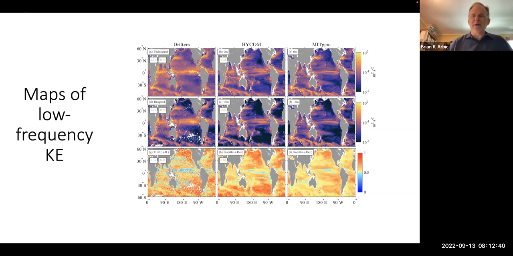He actually gets a better spatial correlation between the models and the drifters when he does it that way, at the same time that there's less gaps. So he's pretty happy with that new way of doing things. So the spatial correlations are given here.